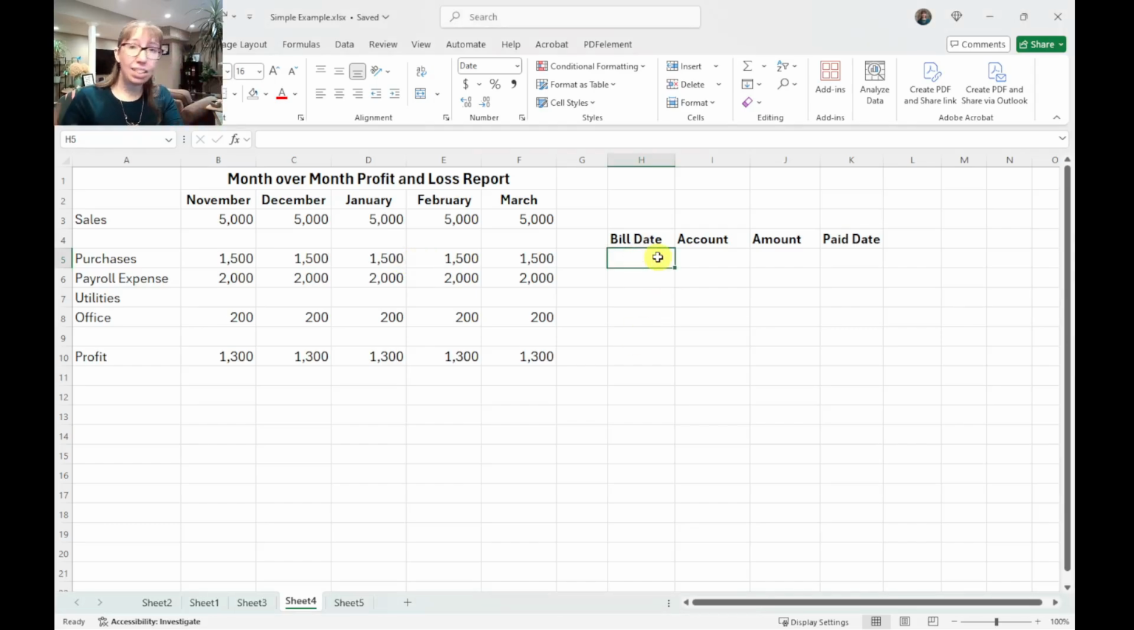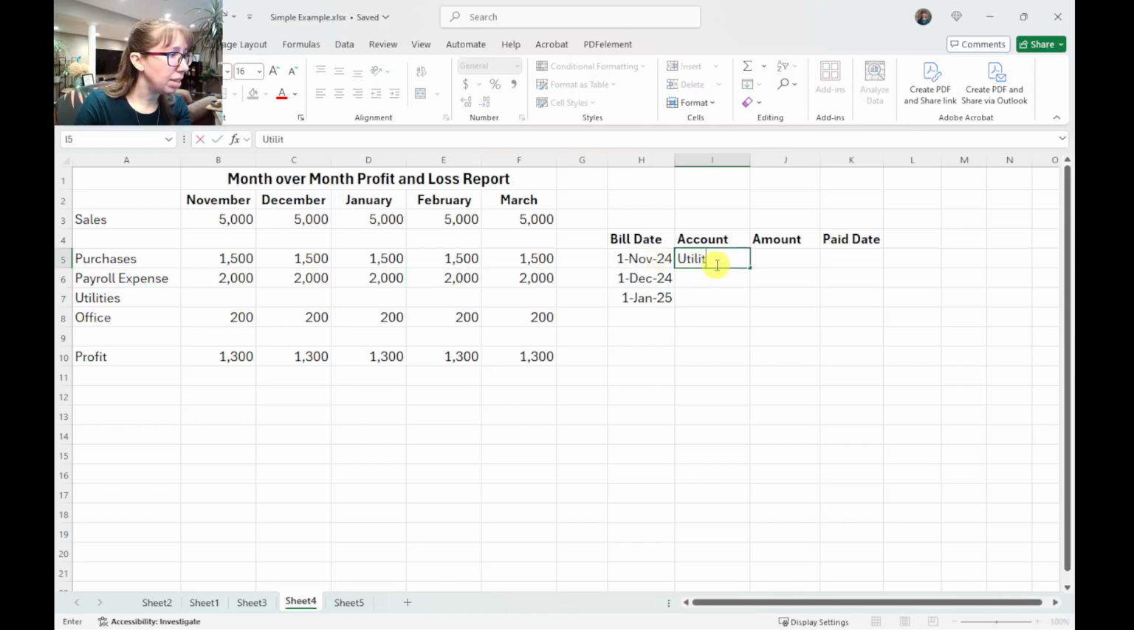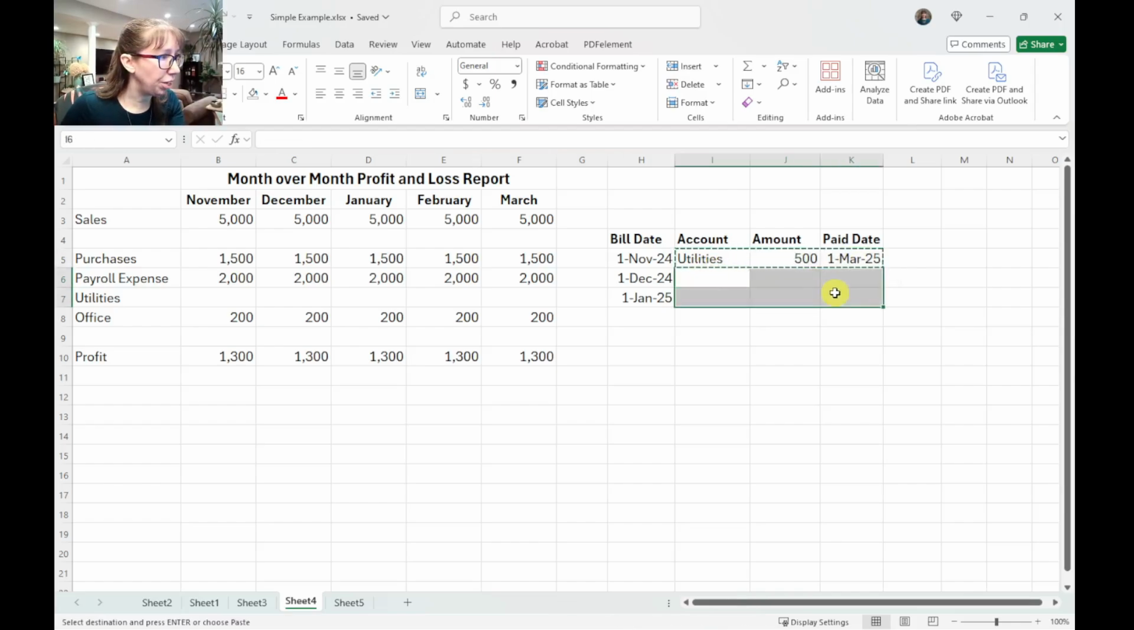And let's say, like I said, there's 3 utility bills. So one on November 2024, one on December 2024, and one in January 2025. And they're all utility bills. And they're all 500, and all 3 were paid March 1st, 2025. So let's just take this and copy it over here.